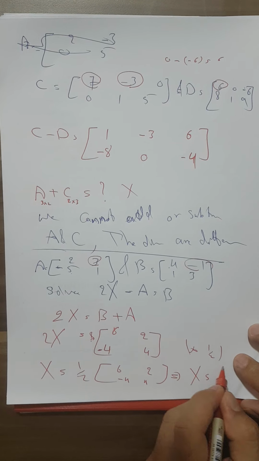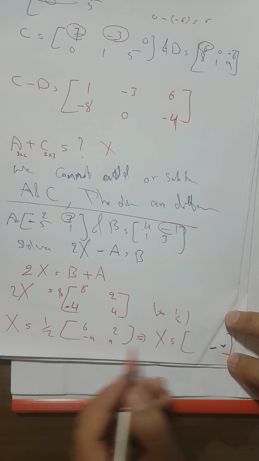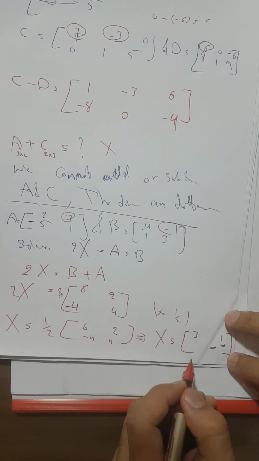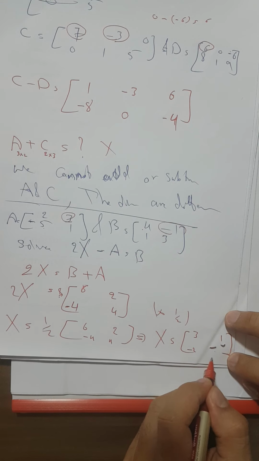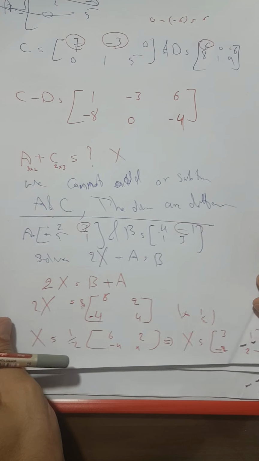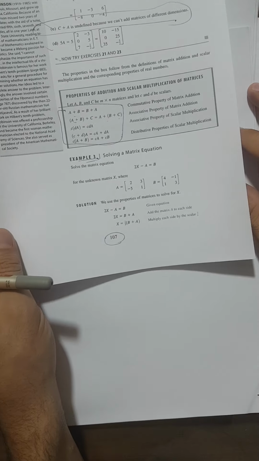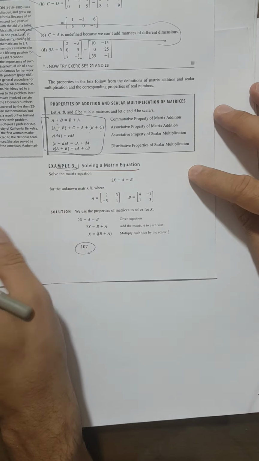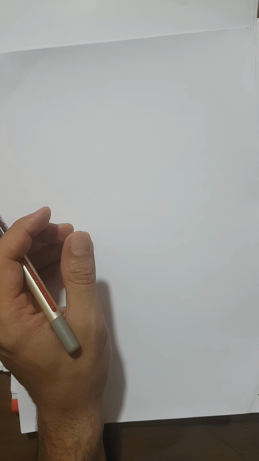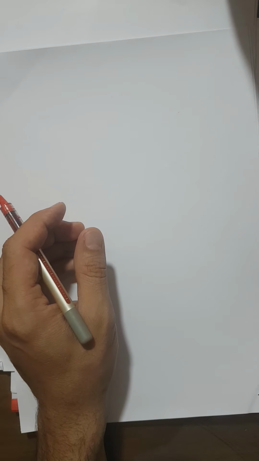So 1 over 2 times this matrix, and the result will be X, which I'll write down here: 3, 1, minus 2, 2. The end. I think it's easy, it's not difficult. You just need a little bit of work on it. So that's all about page 107, where we solve matrix equations. It's very important. It means how to solve the equation and how you get the result.